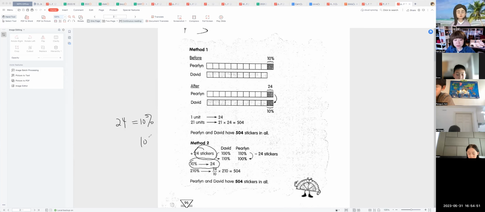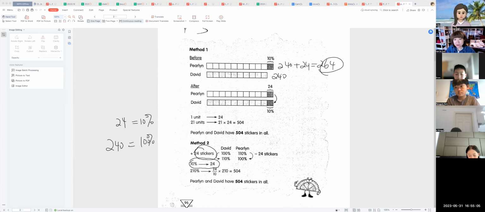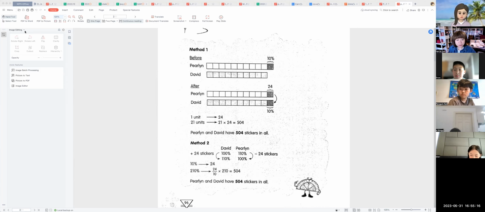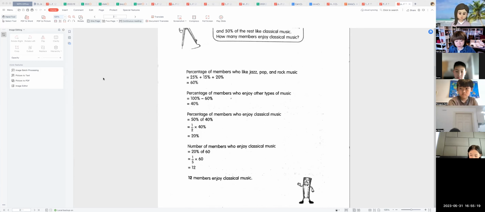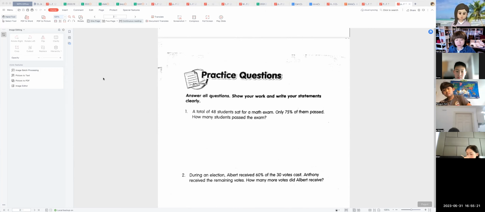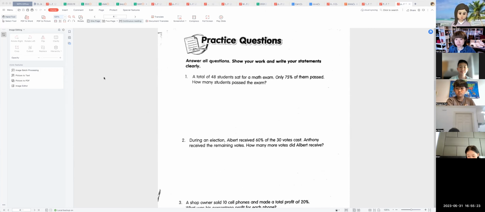And we're going to think about it. What does 100% represent? It's 240, which is David's. And Pearland's at the very beginning is 240 plus 24 equals 264. That is the original, but how many stickers do they have together? So 264 plus 240 equals 504 stickers. Okay, everybody, I hope you understand these two questions pretty well. So we're going to do number 1 and number 2 yourself.